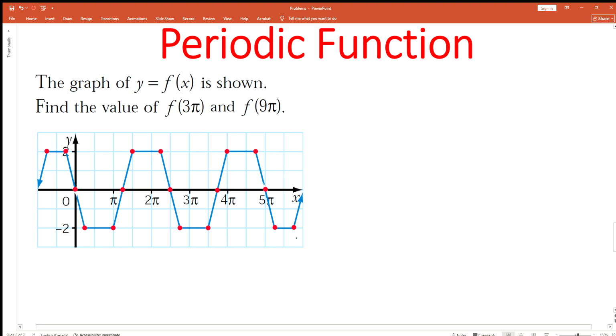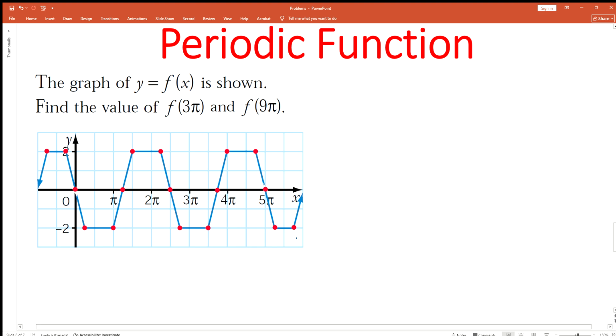Let's go over the concept of periodic function. A periodic function is a function whose graph is made up of repeating cycles. Another way to define a periodic function is that it is a function in whose graph the function values, or y values, repeat at regular intervals.